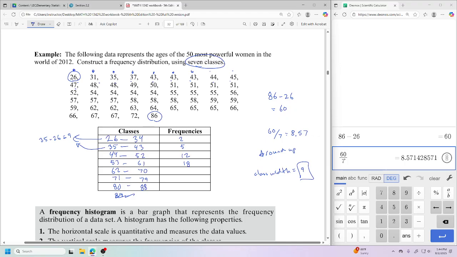What did I get here? I get 18. I'll just fill in the rest: 11, 1, and then 1. And I want to verify. I'm going to add all these things up here. I'm going to total it at the bottom and see if I got the same amount that I should get.